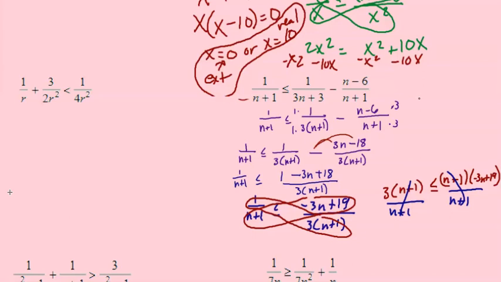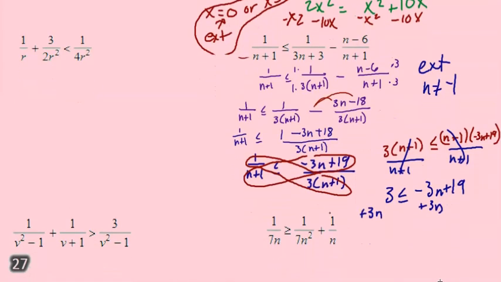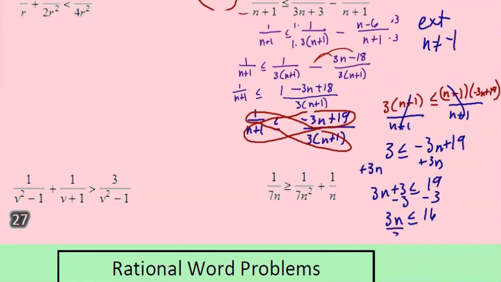You'd also have an excluded value there. N can't equal negative 1. So then we have 3 less than or equal to negative 3n plus 19. Okay, let's add 3n to the other side, just so that we can have everything be positive. And subtract 3 to the other side. So then we got 3n is less than or equal to 16. From there, divide each side by 3. So n is less than or equal to 16 thirds.